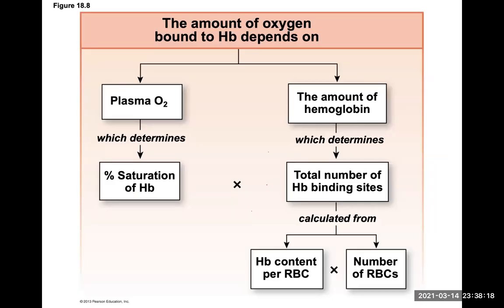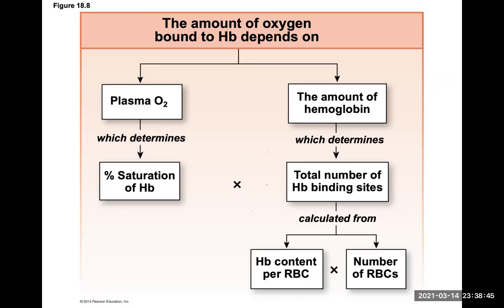Okay, so oxygen binding is expressed as a percentage. The percent saturation of hemoglobin is going to be the amount of oxygen bound to the hemoglobin at any given partial pressure of oxygen. So if all binding sites are occupied, the blood is 100% oxygenated. And if half are carrying oxygen, it'd be 50% saturated.